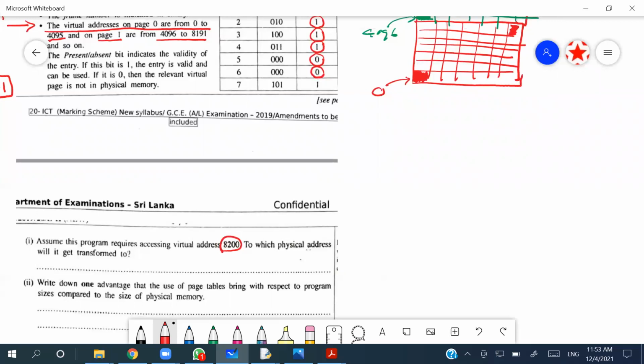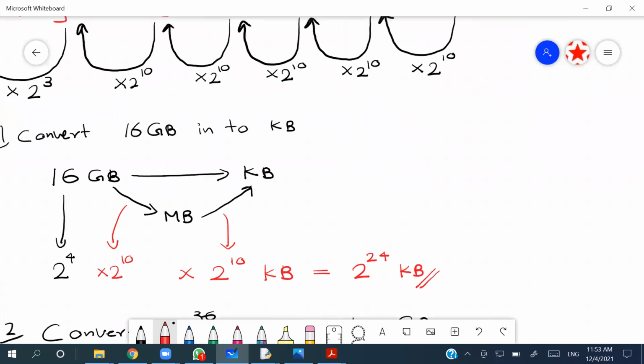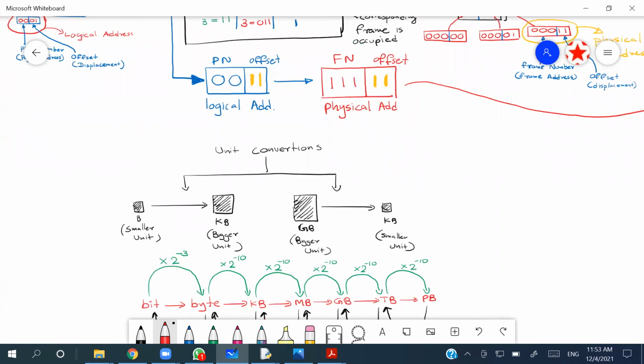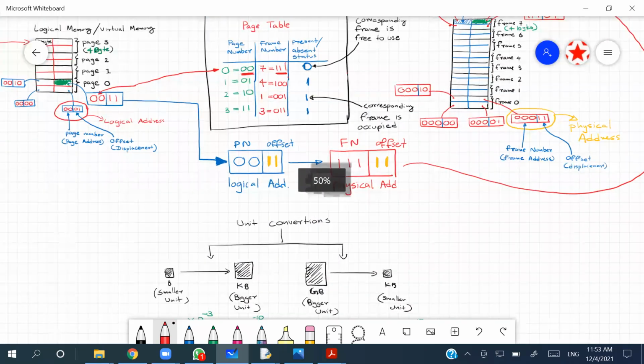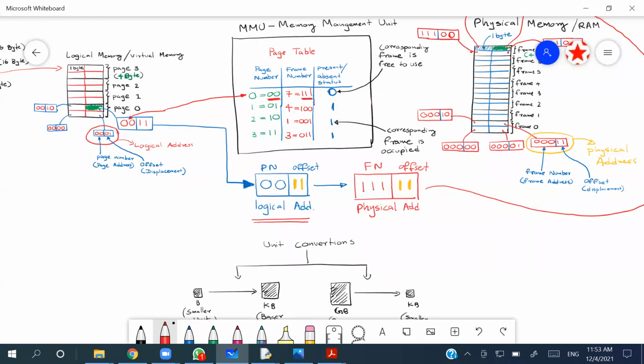So what they are asking about is the diagram we know, a nice but somewhat complex diagram, the concept we tried to convince you with. Now here we took a particular logical address and matched it into a physical address. How did we match? With the help of the page table, matching the frame number corresponding to the page number. So that is what they are asking. The logical address they have given is 8200. They are asking to which kind of physical address it will be converted.